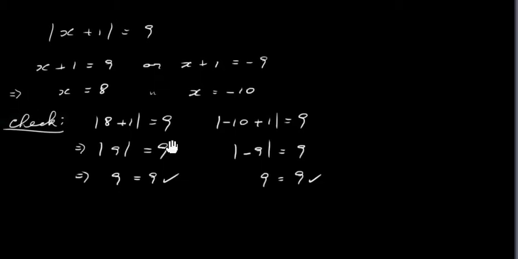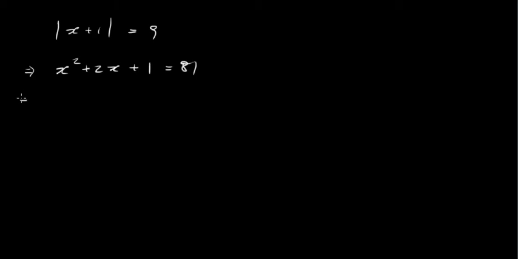Now another way of doing this is to square both sides. So if we take the modulus of x plus 1 equal to 9, what's inside here could be positive or negative, so x plus 1 can be positive or negative. However, if we square what's in here, then what we've got will be positive, but you've got to square the right hand side as well. So we square the left hand side, and we get x squared plus 2x plus 1 is equal to 81. That gives me x squared plus 2x minus 80 equal to 0.